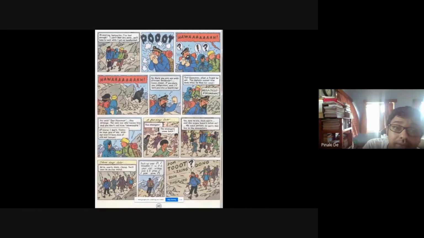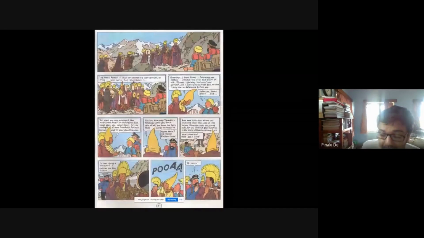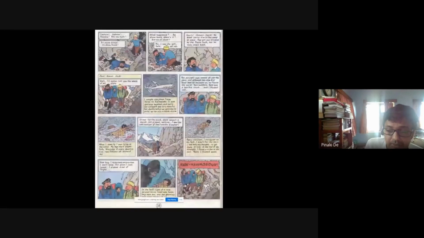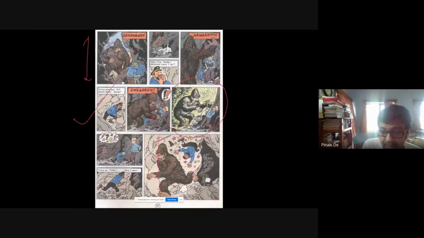And again, later he saw the Yeti, but he didn't see the Yeti in the face, he saw the Yeti running away. It's a very interesting book in a way. And later on, you can see every panel, again, there is a horizontality. So the verticality is actually gone. These are vertical panels. Can you see? These are vertical panels.